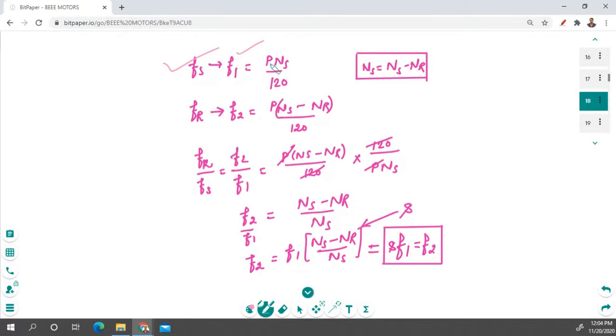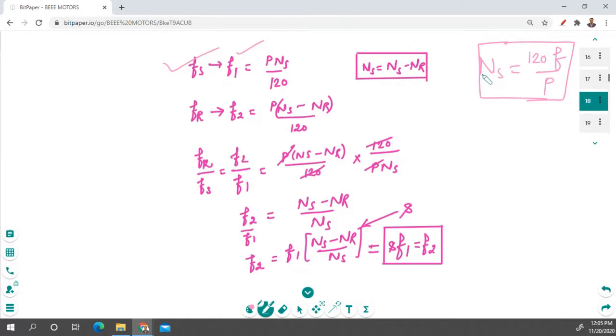The frequency can be calculated by P into Ns divided by 120 degree. Okay, so how can we achieve this frequency? We have seen in the last session that Ns is equal to 120 F divided by P.